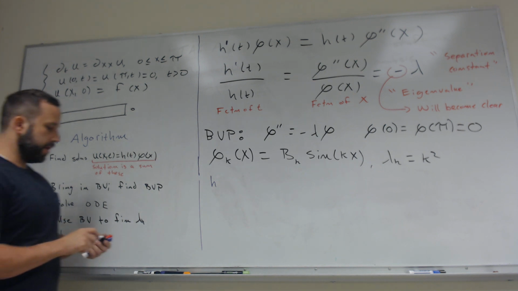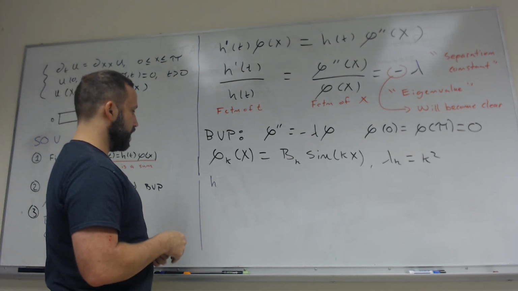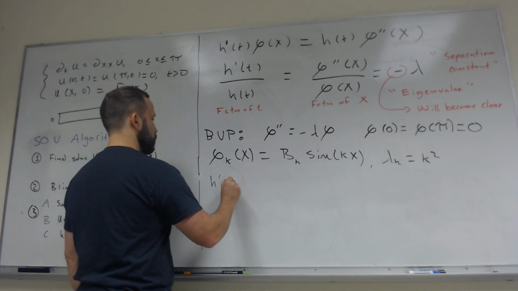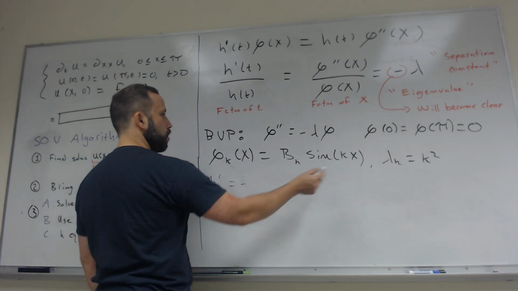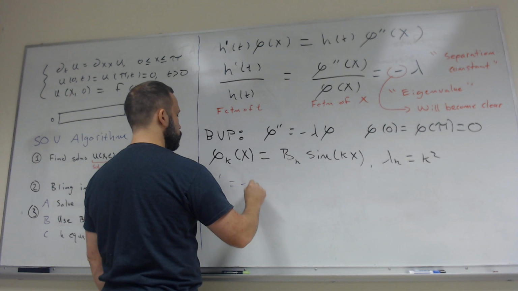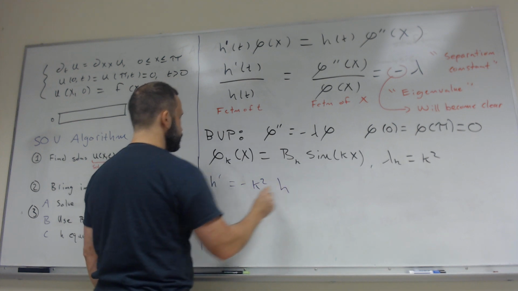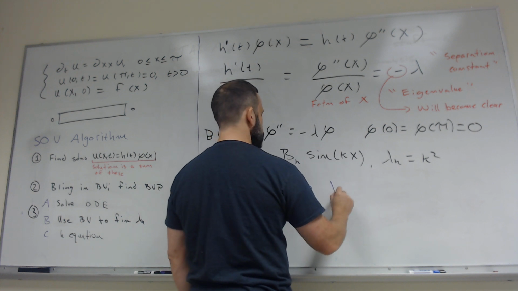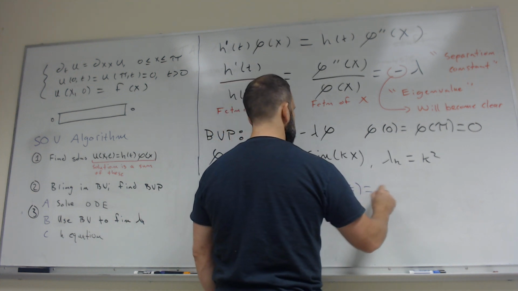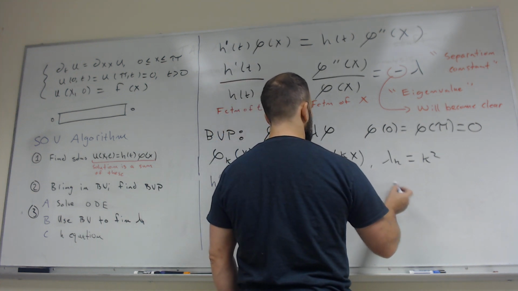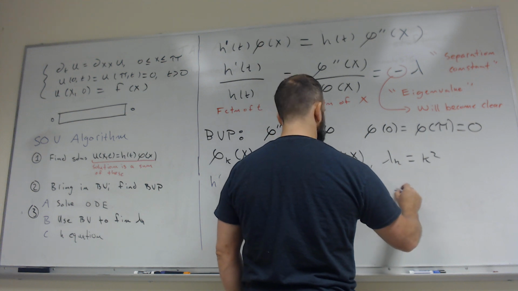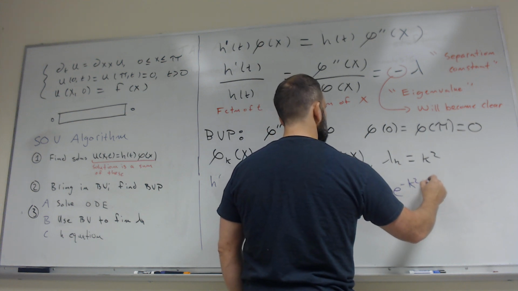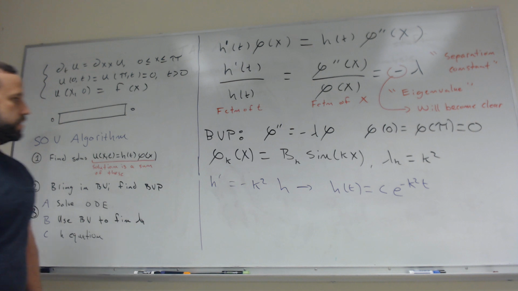Okay, so the h equation is simple. We just have h prime equals minus, well, what is lambda? Lambda is k squared, so minus k squared h. And the solution to this, the general solution, is going to be h of t is equal to some constant that I'm going to call c times e to the minus k squared t.